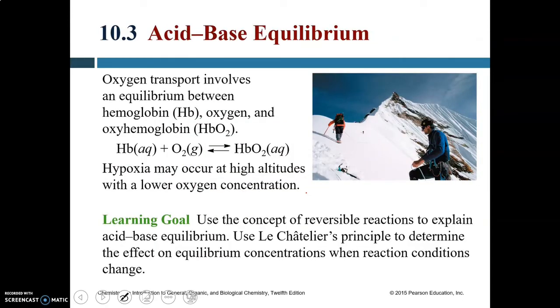Next, we're going to talk about equilibrium. The concept of chemical equilibrium is crucially important to understand human physiology. For instance, in the transport of oxygen, the equilibrium exists between hemoglobin, oxygen, and oxyhemoglobin, which is demonstrated by this equation. At high altitudes, due to the much lower concentration of oxygen, hypoxia can ensue due to the low levels of oxyhemoglobin in the blood. So we're going to learn about Le Chatelier principle.